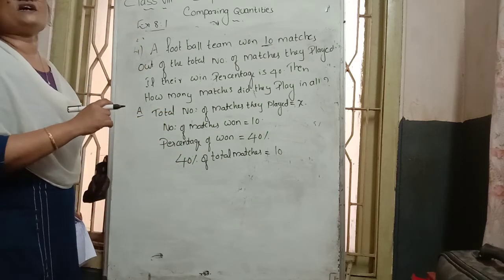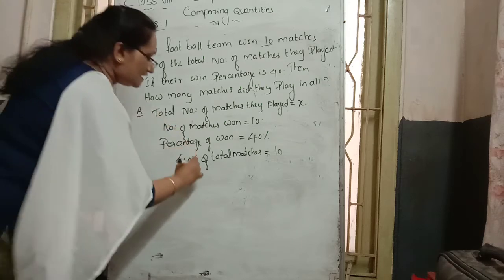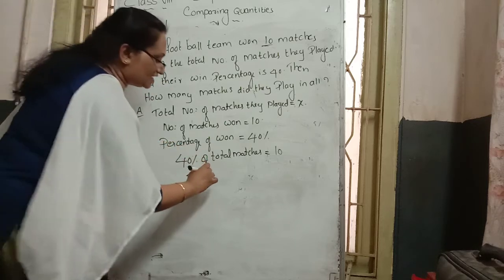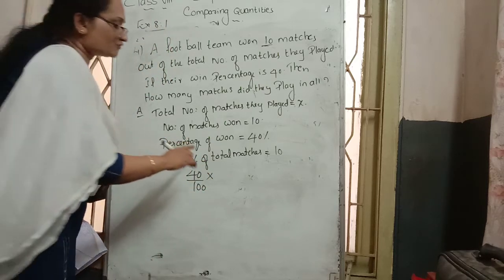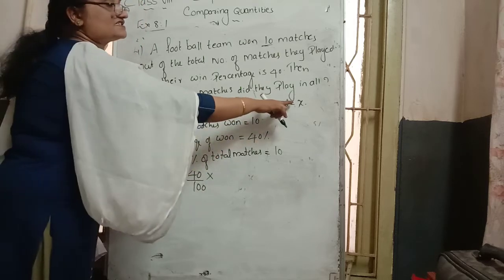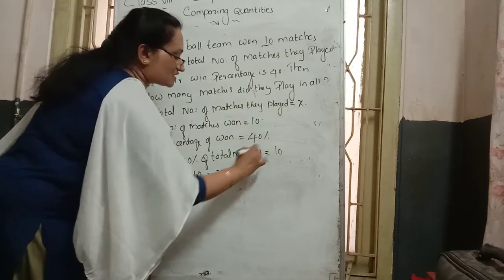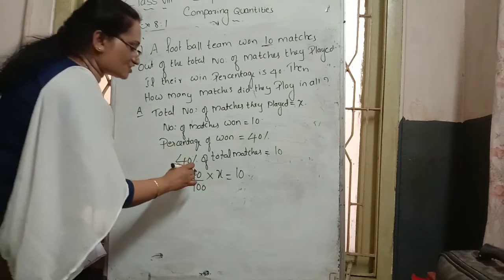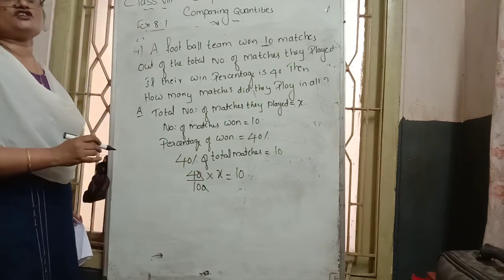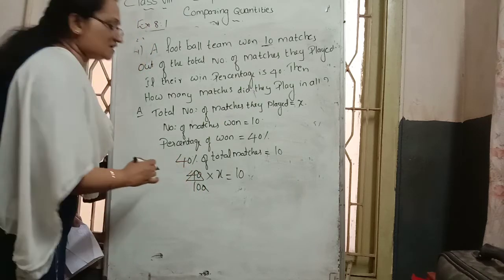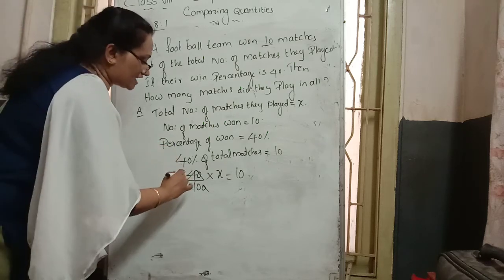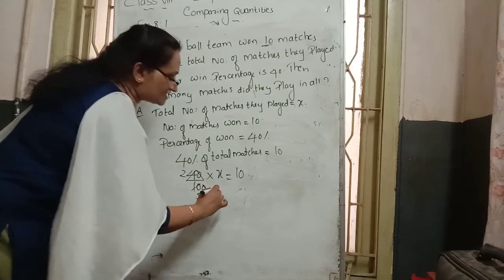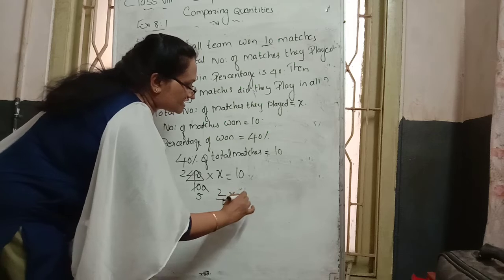How to remove the 40% symbol? Divide by 100 and remove the percentage symbol. So 40 by 100, removing the percentage symbol, 'of' means which operation? A multiplication operation. The total matches we consider as x. That is equal to, on the right side, which number? The winning matches number is how much? 10. Cancellation is possible: cancel the zeros, numerator and denominator. Then the 4 table is not possible, but the 2 table is possible. 2 into 2 becomes 4, 2 into 5 is 10. So we get 2 by 5 x is equal to 10.